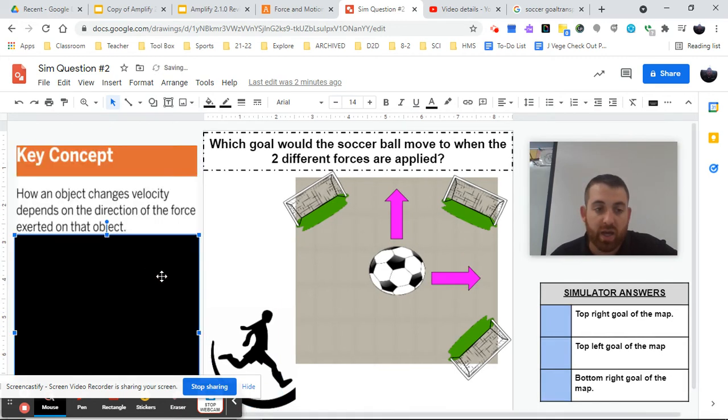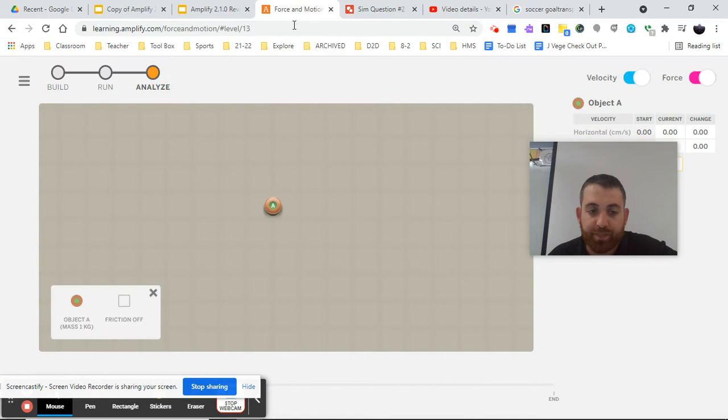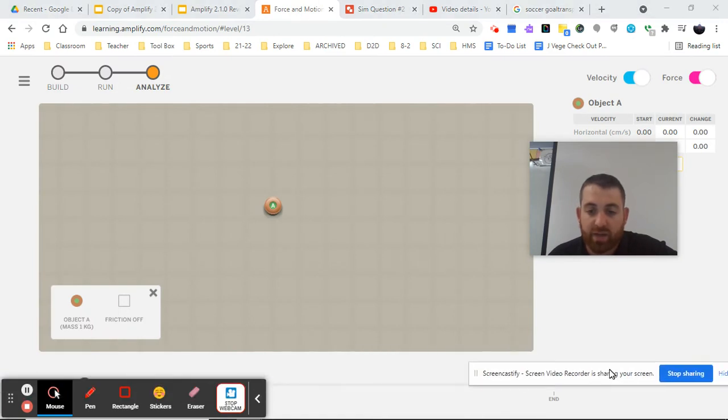Well, when we look at our key concept here, how an object changes velocity depends on the direction of the force that we exert on it. The direction we have is up and right, and when we apply those two forces, the object's going to go to the top right of the map. And if we were to put this into our simulator, we could simulate this very idea.